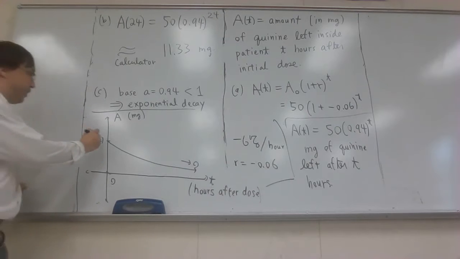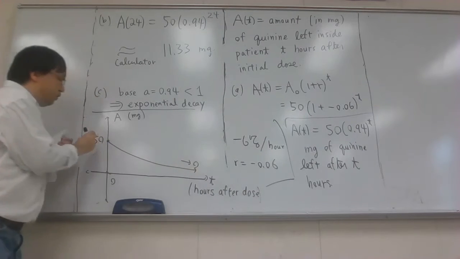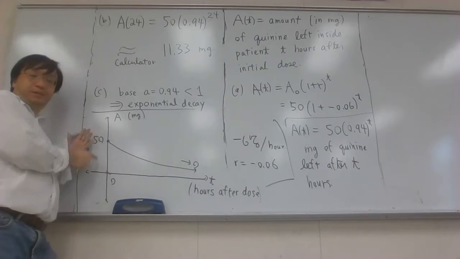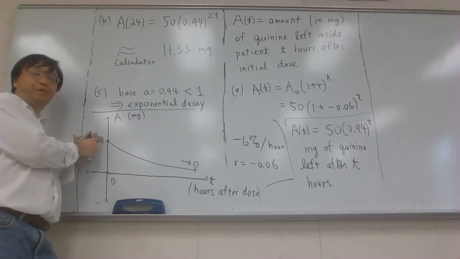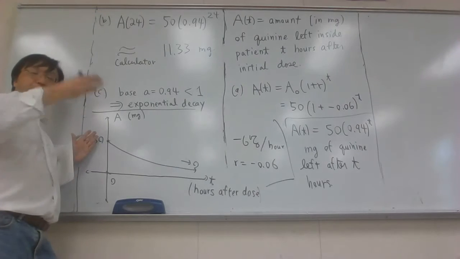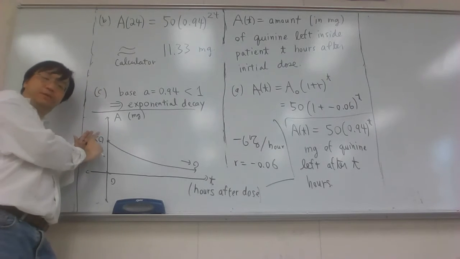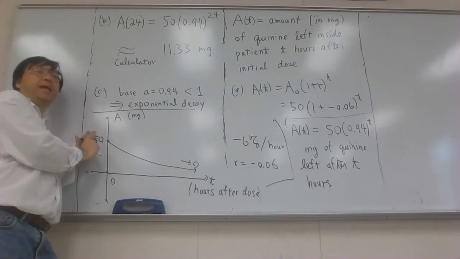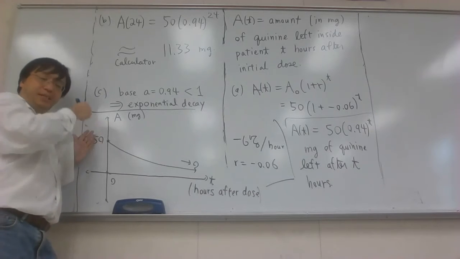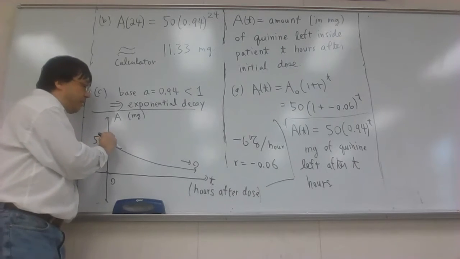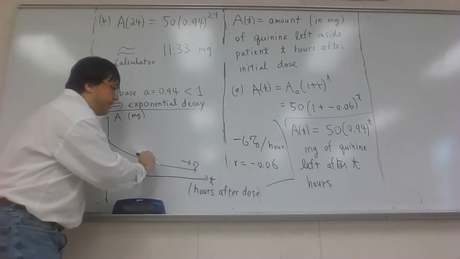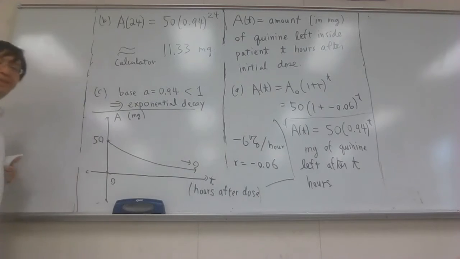Since it's exponential decay, the function looks like this. Initially, at time t equals 0, the person had 50 milligrams of the drug inside of him or her, a 50 milligram dose. Then the drug starts leaving the person's body through sweating and other means, so the amount of drug inside the body starts going down and decays to 0. And this is a pretty reasonable picture.